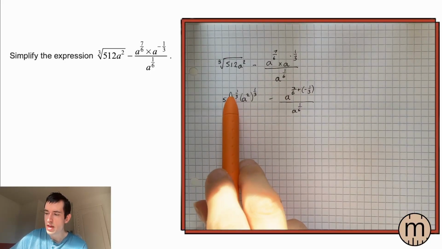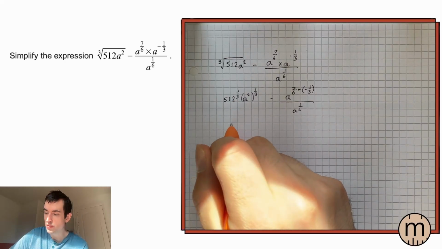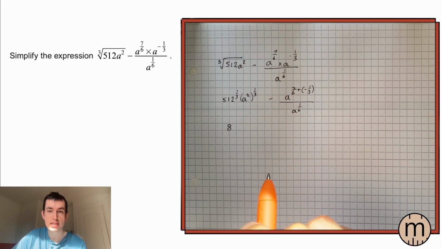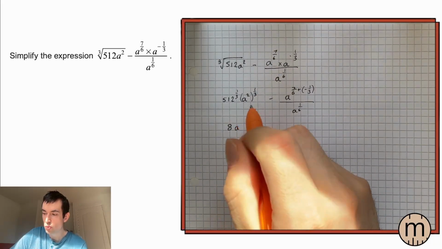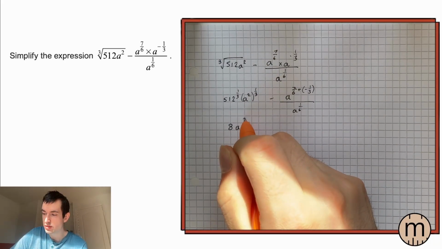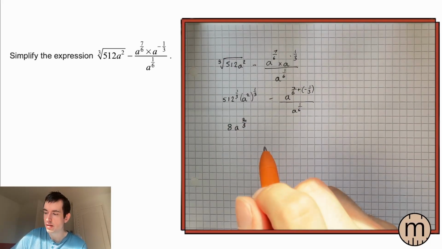Coming back over here then, 512 to the power of 1/3, or the cube root of 512, it is a nice value, it is simply 8. And then a squared to the power of a third. In that case, we just times the powers. So we get a to the power of 2 over 3.